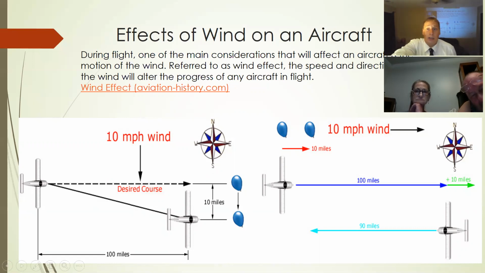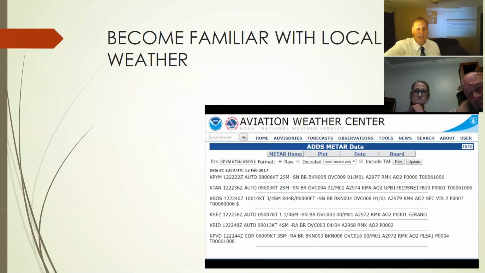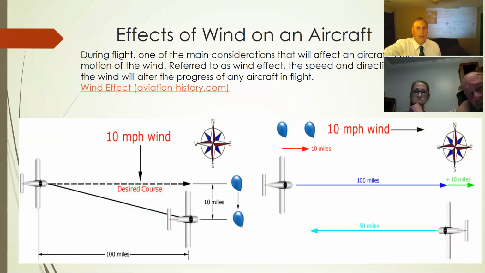Then we will make our wind corrections. And to find wind corrections, we need to know how wind affects an aircraft. It is the main consideration that will affect an aircraft, and it will alter the progress of any aircraft in flight.